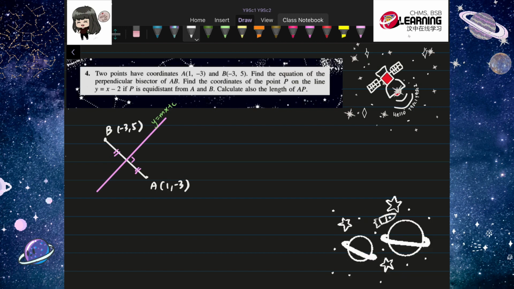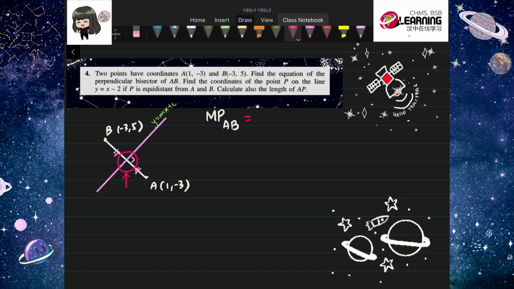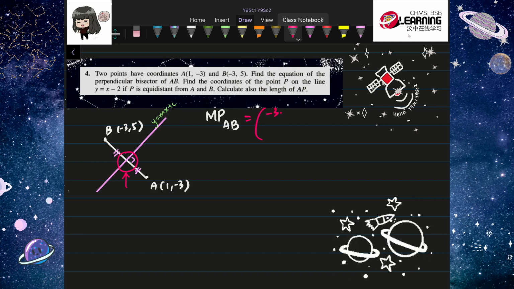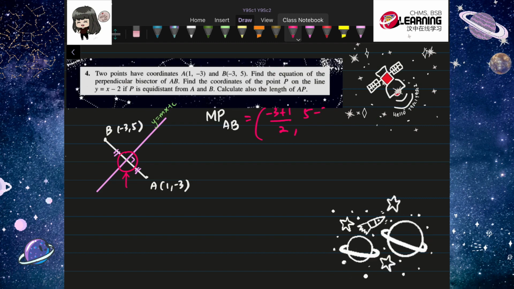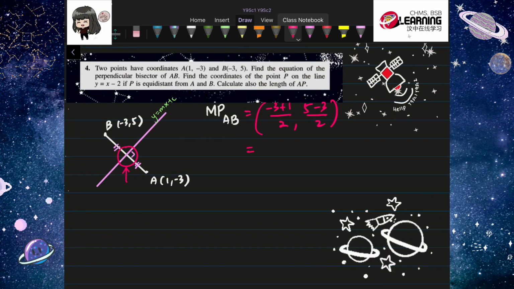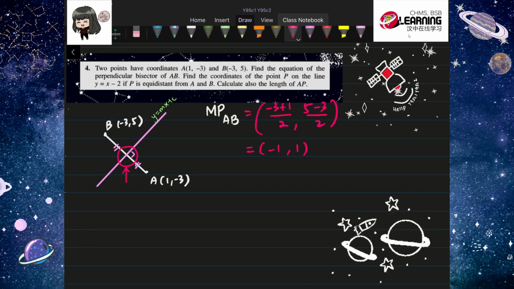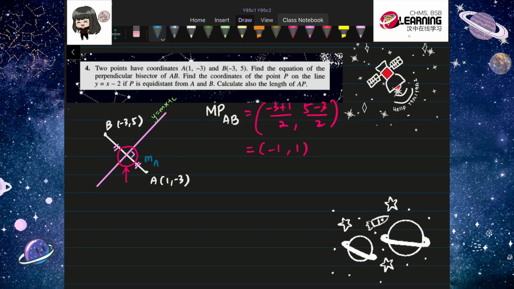So first step, you need to find the midpoint. Midpoint of AB is over here. Midpoint of AB: x1 plus x2 over 2, y1 plus y2 over 2. You can try to do it on your own first. You can pause the video and try if you still remember how to find the perpendicular bisector. Okay, so this one is negative 1, 1. Midpoint of AB done, step 1. Step 2 is to find the gradient. So your m1, or your gradient AB here, so that you can find the gradient of the perpendicular.